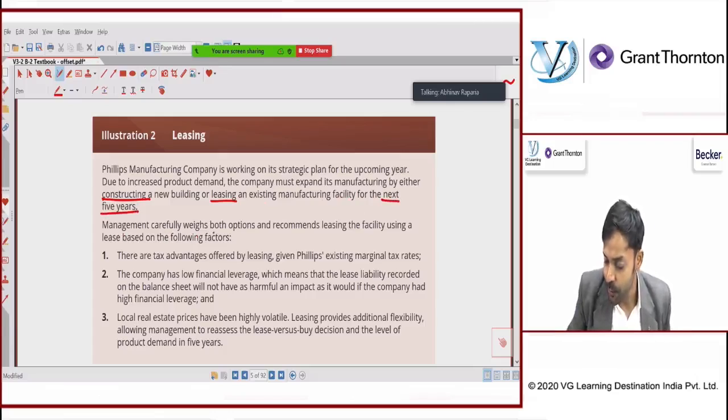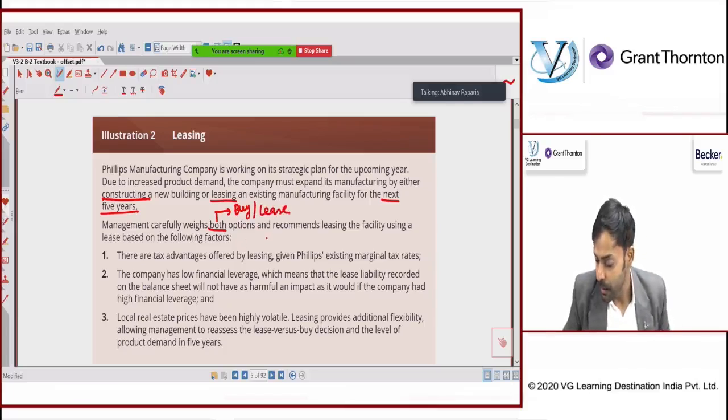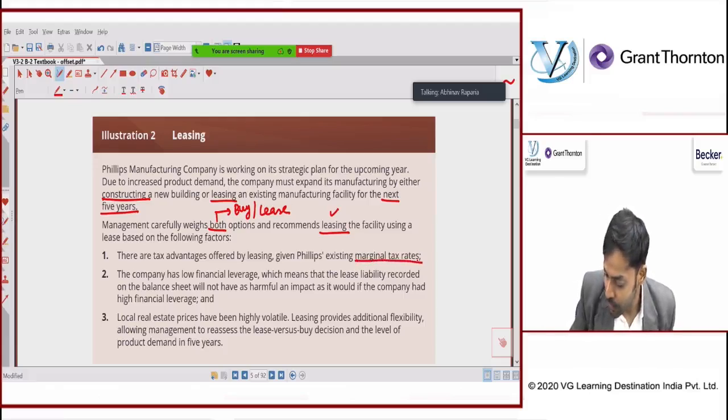The management carefully weighs both options. What are the options? Either you buy or you lease it out. They evaluated both options and recommend leasing the facility based on the following. They will eventually go ahead with the leasing. Why? Because of these reasons. First, it's a tax advantage offered by the leasing given Philips' existing marginal tax rates, because your tax rate is such that you will get the advantage. So with the marginal tax rate, you're getting the tax advantage here. That's why you've taken that decision.